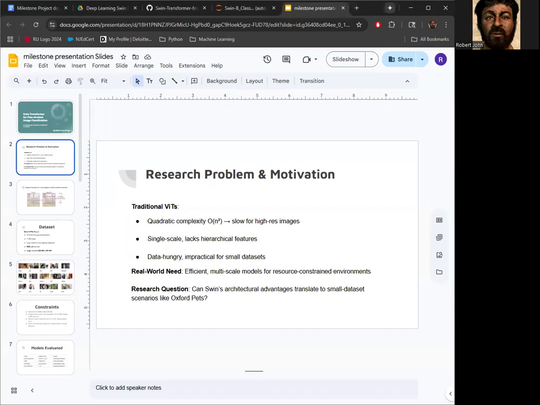So the real world challenge is how can we design an efficient multi-scale model that works well in resource constrained environments? That leads us to our main research question. Can Swin Transformer's architectural improvements translate into strong performance on small datasets like Oxford Pets?